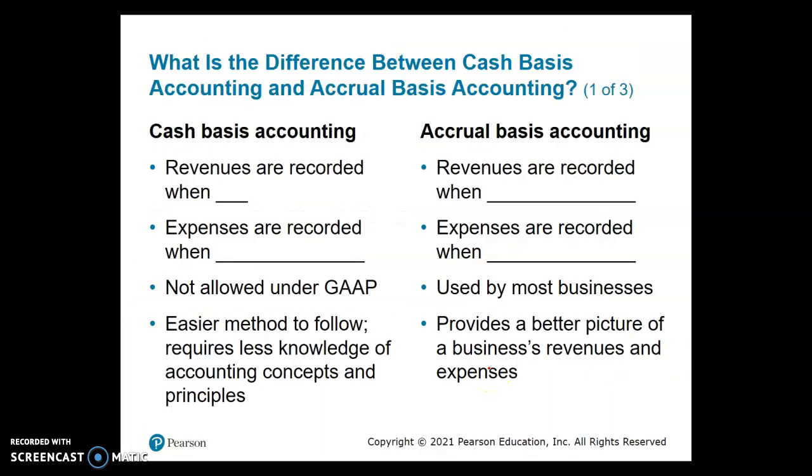Okay, so the first thing, let's fill in these blanks. After you've watched the video comparing cash basis accounting with accrual basis accounting, the main difference is timing. So for a cash basis, revenues are recorded when cash is received, and only when cash is received. So that is the cash basis of accounting.